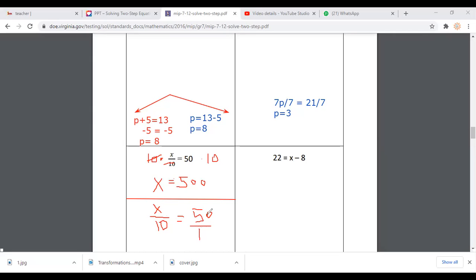10 times 50 divided by 1. Okay, so what will the answer be? 500. Yes, thank you. So the answer will be equal to 500.